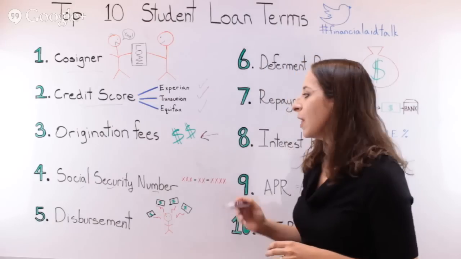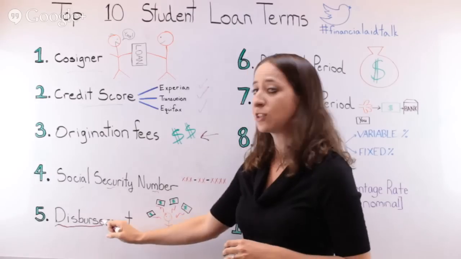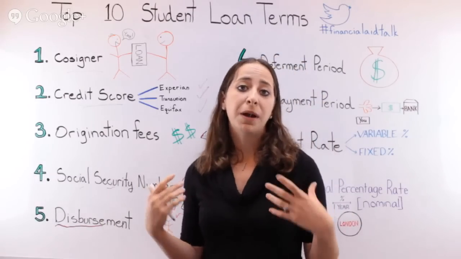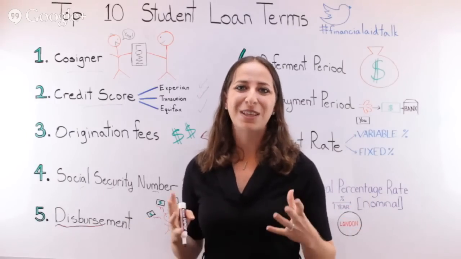Okay. The next important key term is disbursement. The key word here is disperse. Disbursement is basically when you're going to get the money. The most important point, right? When it comes to student loans, you want the money for that.